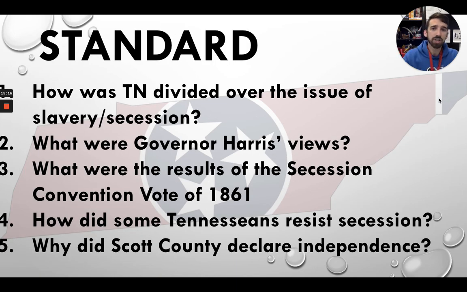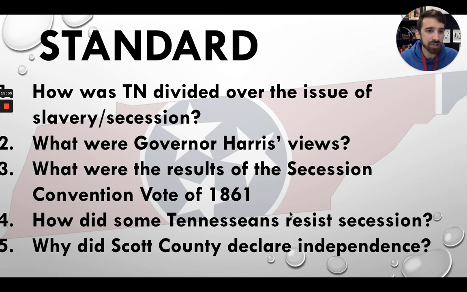So these questions you got to be able to answer. How was Tennessee divided over the issue of slavery? Well, Middle Tennessee and West Tennessee wanted to secede. East Tennessee didn't. Governor Harris, he's from West Tennessee, so he wanted to secede. The results of the secession convention vote, Tennessee does secede. It's the last state to do so.